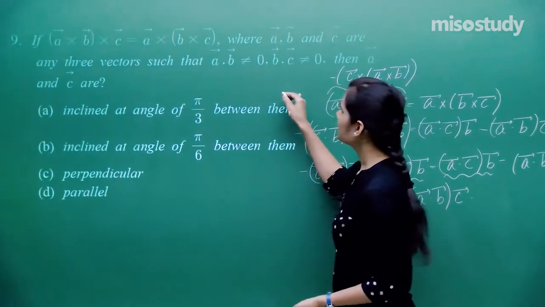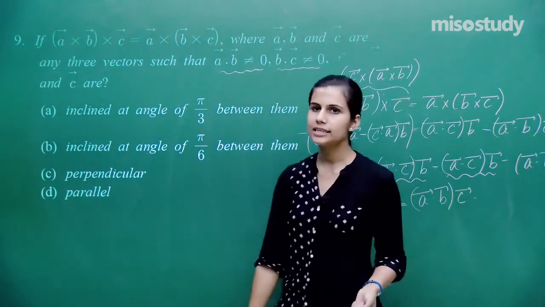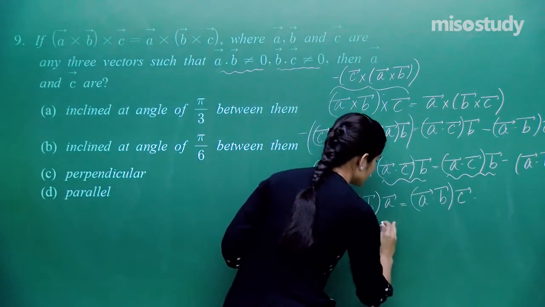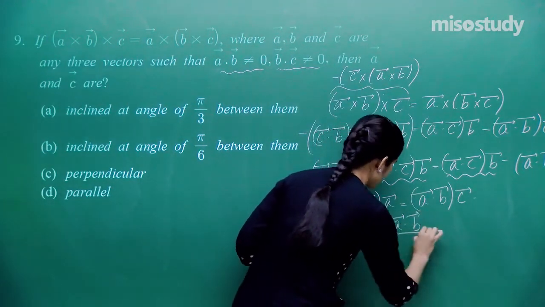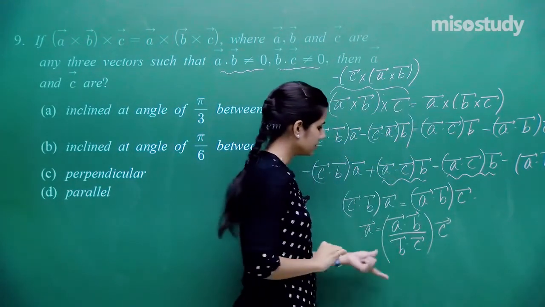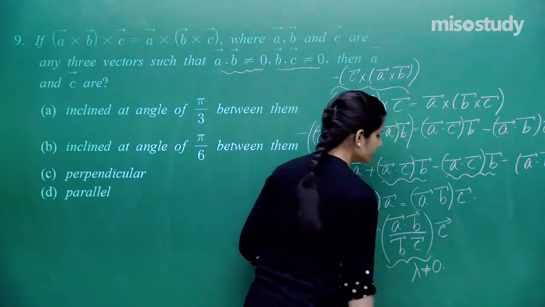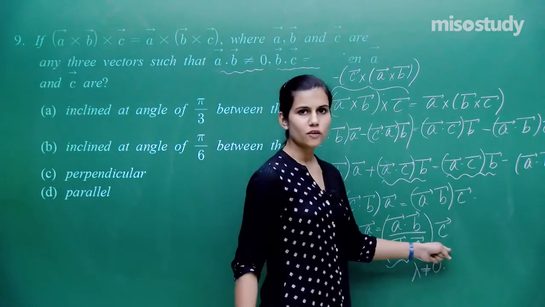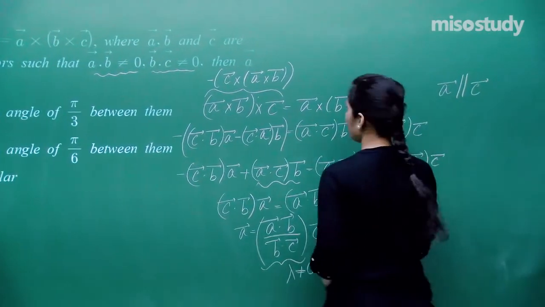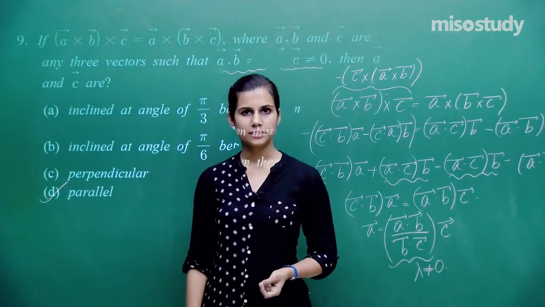The question further says A, B, C are three vectors. A dot B is non-zero, B dot C is non-zero, then A and C are what? If this is non-zero and this is non-zero, I can say A vector is (A dot B upon B dot C) times C vector. This is a non-zero expression, I can say this is lambda, which is not equal to 0. That means one vector is a scalar multiple of the other. Clearly both vectors are parallel. The answer is that no, they are not perpendicular, they are parallel vectors.